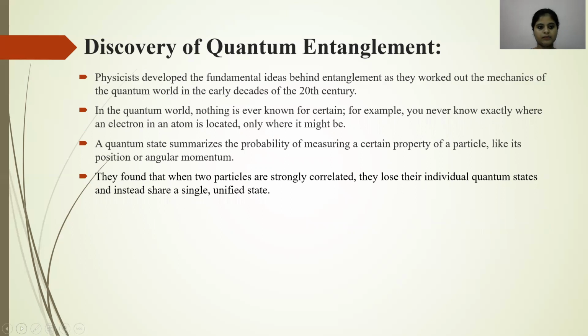Discovery of quantum entanglement. Physicists developed the fundamental ideas behind entanglement as they worked out the mechanics of the quantum world in the early decades of the 20th century. In the quantum world, nothing is ever known for certain. For example, you never know exactly where an electron in an atom is located, only where it might be. A quantum state summarizes the probability of measuring a certain property of a particle, like its position or angular momentum. They found that when two particles are strongly correlated, they lose their individual quantum states and instead share a single, unified state.